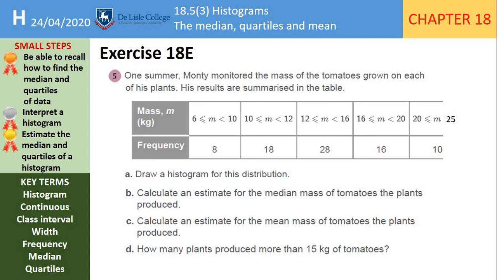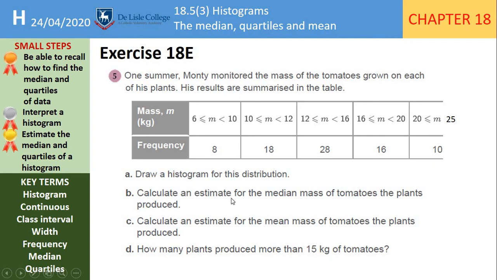So this question asks you to draw a histogram. So you will need to work out frequency density. So frequency divided by class width. So 8 divided by 4 here. Work out your frequency density. Remember, you're going to have to accommodate values from 6 to 25 along the bottom with your bars, and then your frequency densities up the side.